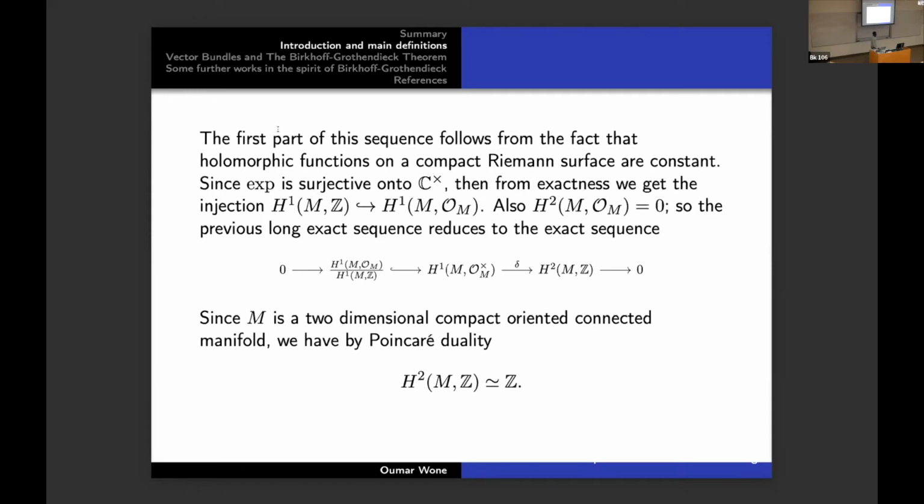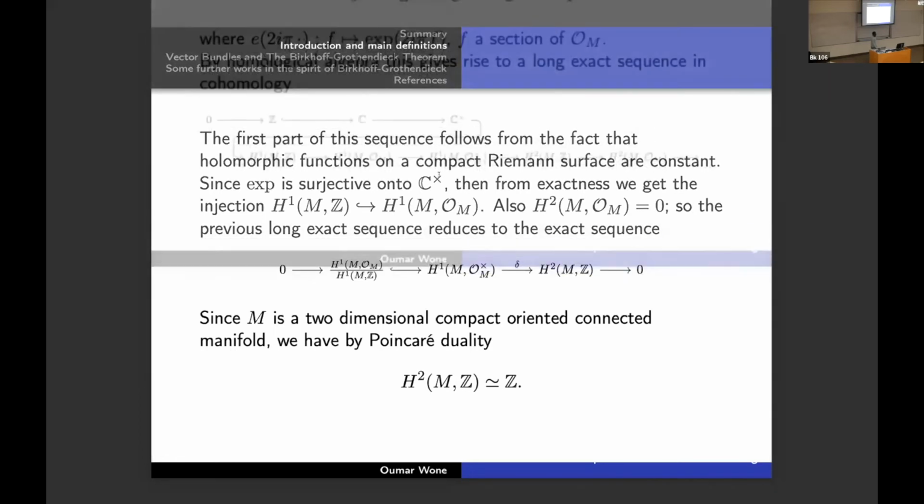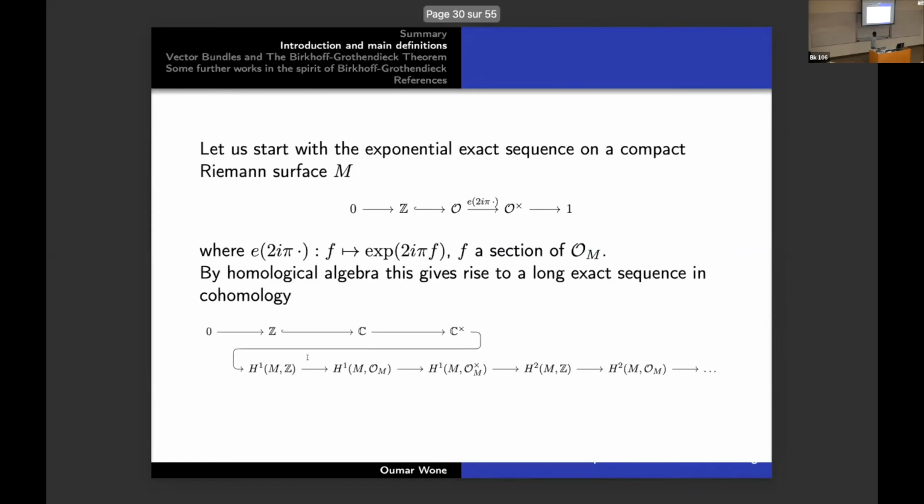Now, since exponential is surjective on C star, from this exact sequence we know that this map is surjective, so necessarily this map is injective.